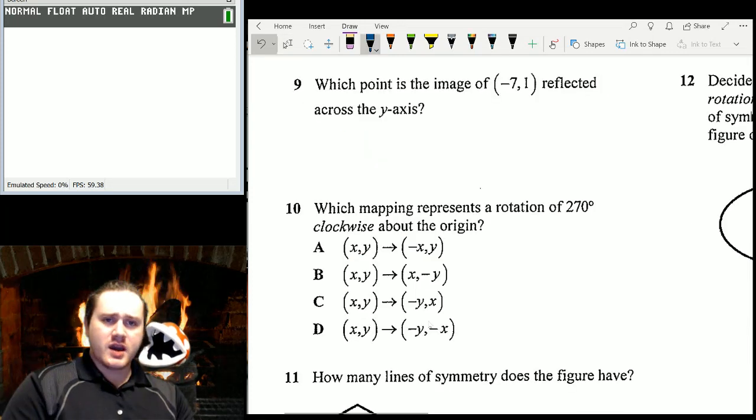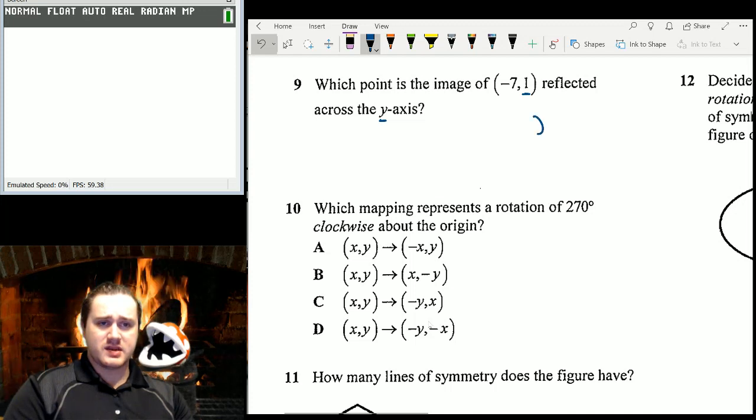On number 9, we are doing a reflection over the y-axis. So the rule for this that you want to remember is whichever axis you're flipping over, that value stays the same, the other one becomes the opposite. So in this case, the 1 here would stay the same, the -7 becomes +7. So that would be your answer.